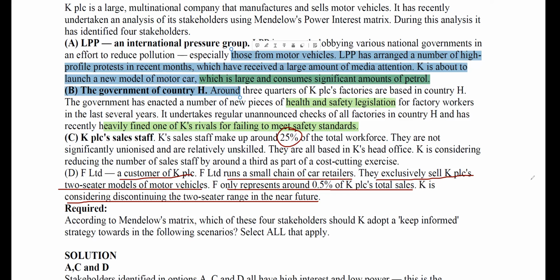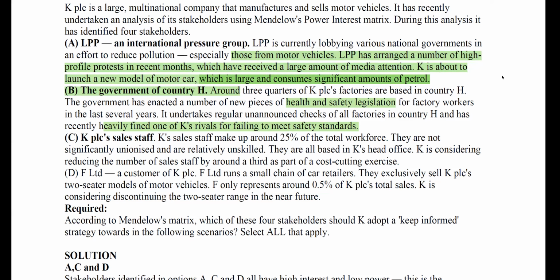Okay, what about the interest and power matrix? Now let's go there. That is the main thing. So LPP, an international pressure group, where will we put LPP? Who is opposing us? Do they have power over us? Let's assess it. No, so minimal effort. But they can trigger government, you know that. They are lobbying with governments across the world. So yes, minimal effort, but they can move from minimal effort to keep satisfied. The more they tell government, the angrier government becomes. So it's between minimal effort and keep satisfied.